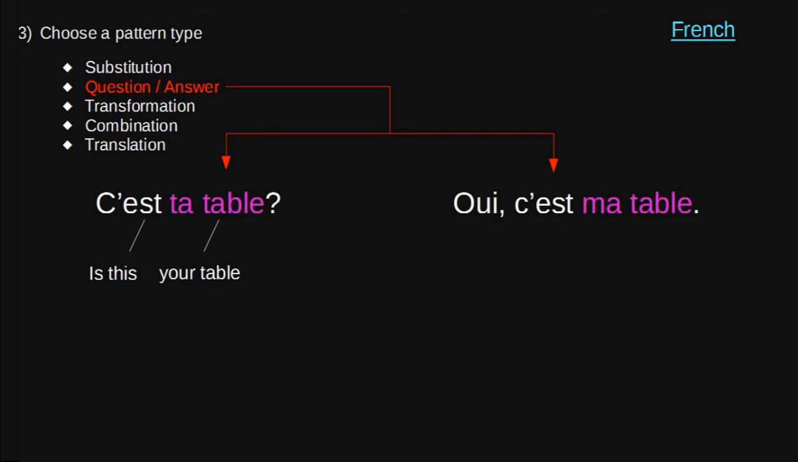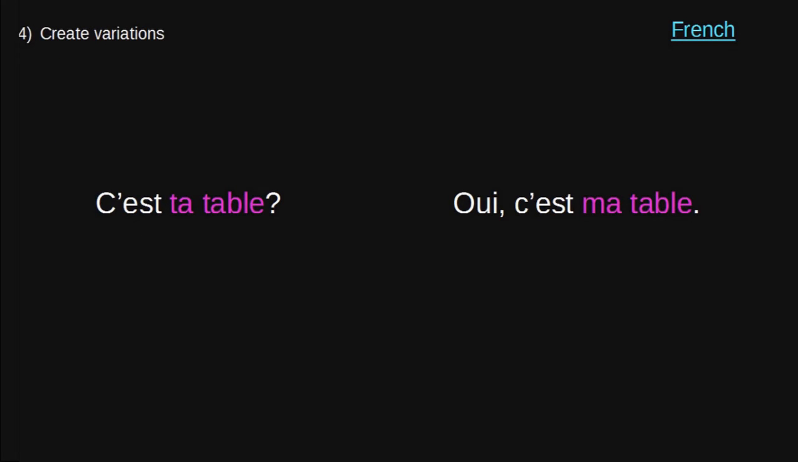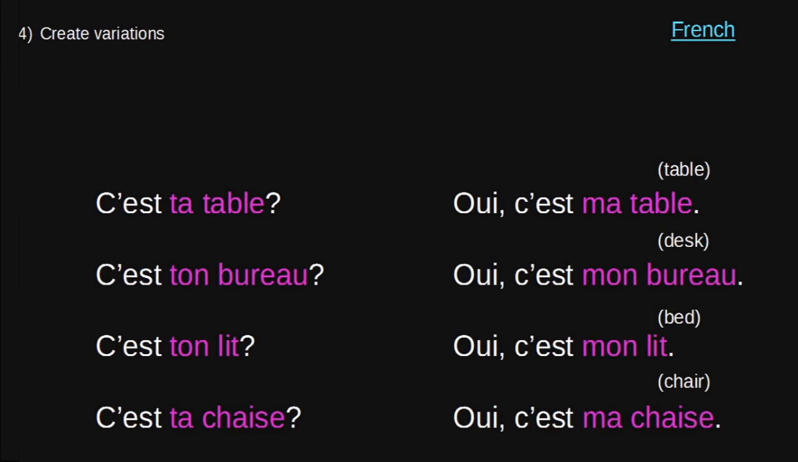C'est ta table is the question, is this your table? And the answer is, yes, this is my table. Oui, c'est ma table. Next, create variations. There you go. We have, this is my table. Yes, this is my desk. Yes, this is my bed. Next, set up an interaction.